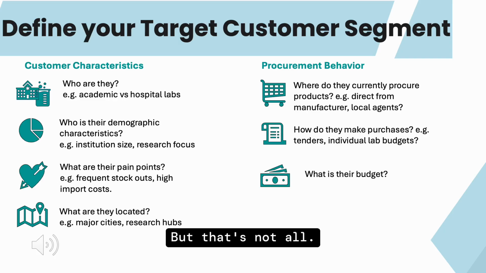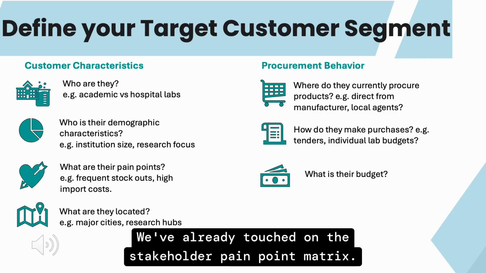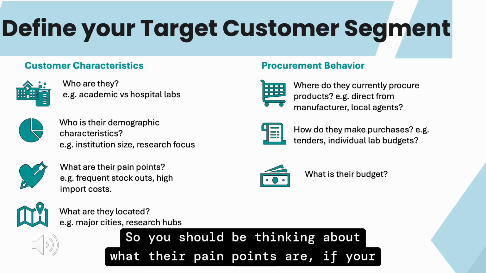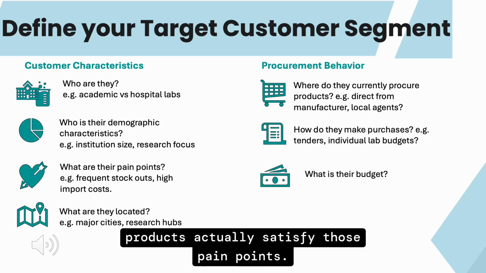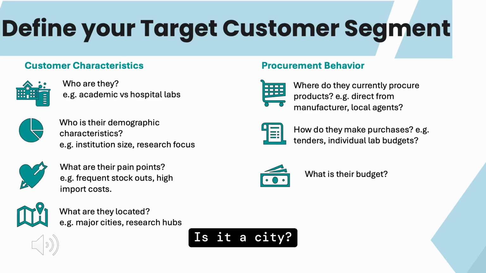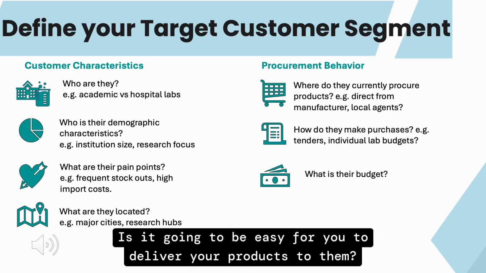But that's not all. What are their pain points? We've already touched on the stakeholder pain point matrix. So you should be thinking about what their pain points are, if your products actually satisfy those pain points, and then what's their location. Is it a city? Is it suburban? Is it going to be easy for you to deliver your products to them?